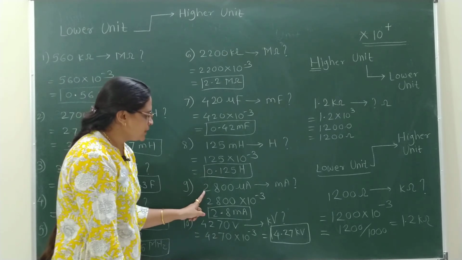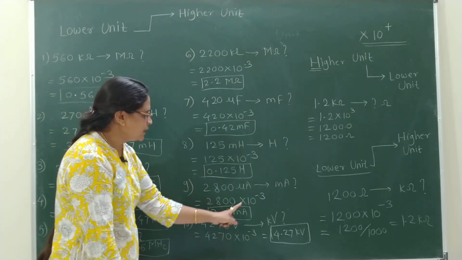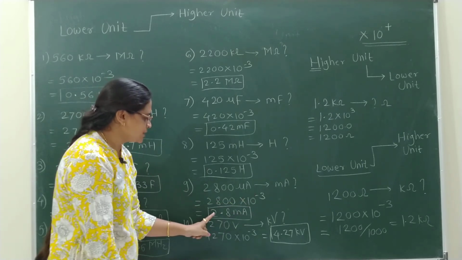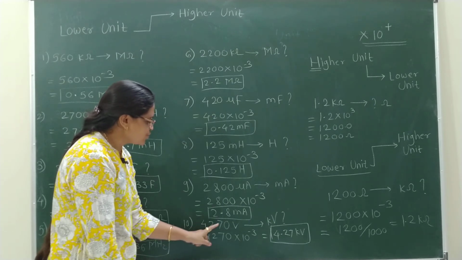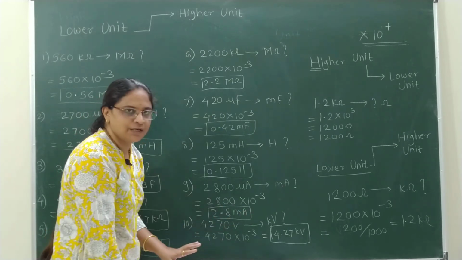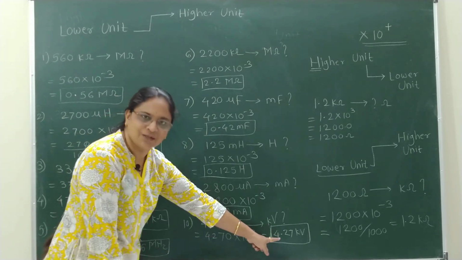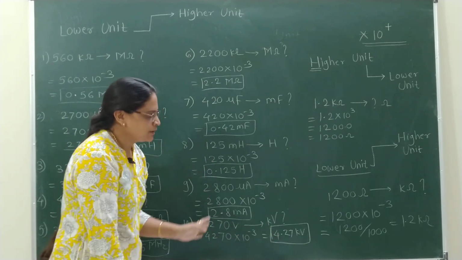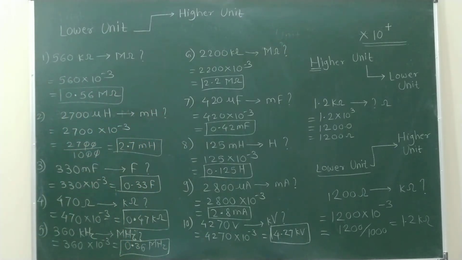Next, microampere current is to be converted into milliampere. So 2800 into 10 raised to minus 3, it makes it 2.8 milliampere current. Next, 4270 volt is to be converted into kilovolt. It becomes 4.27 kilovolt. So like this, we can practice with mixed units.